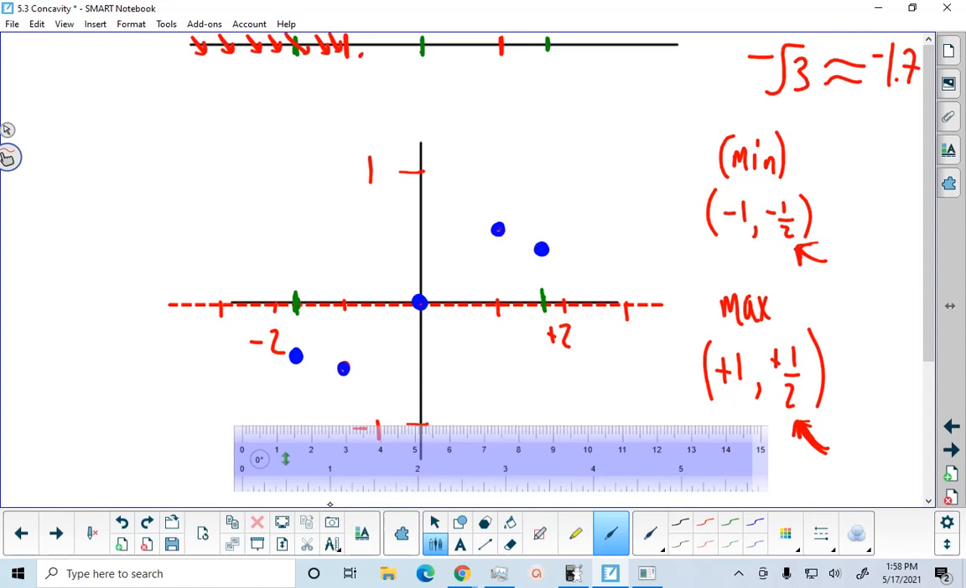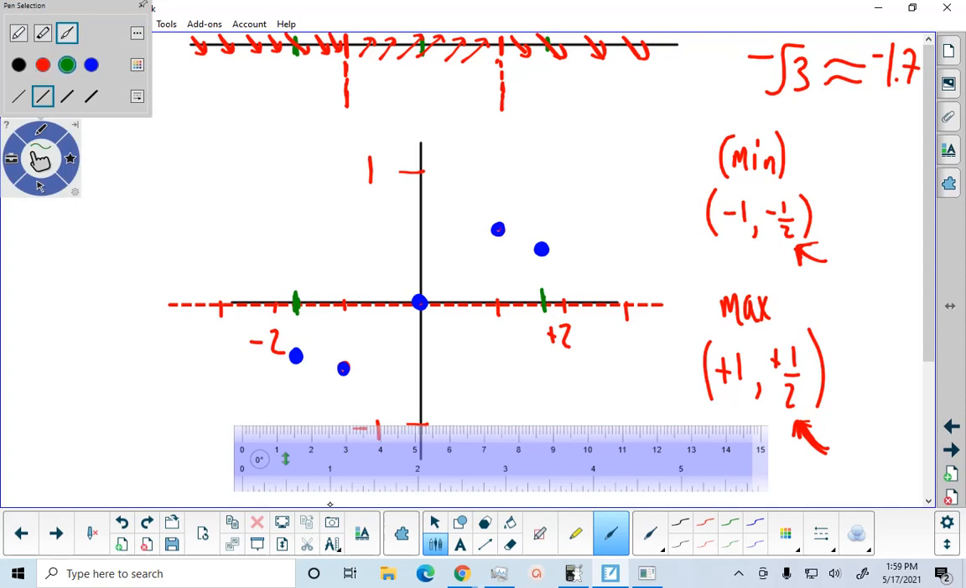The function is increasing, your first derivative is positive, everywhere from negative 1 to 1, and then it's negative afterwards. So whatever you draw has to be decreasing to the left of this point, then increasing from there to here, then decreasing afterwards. What about your second derivative?